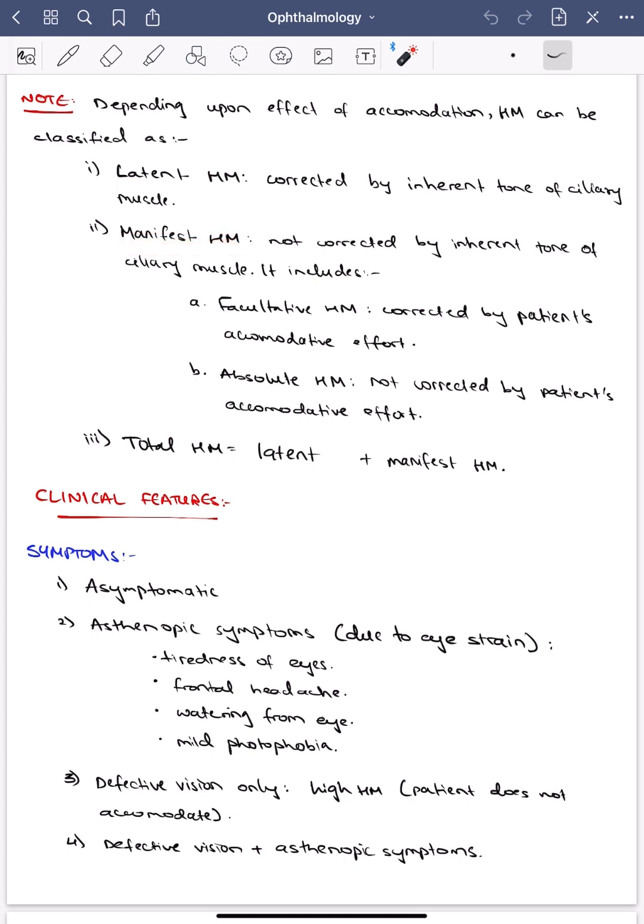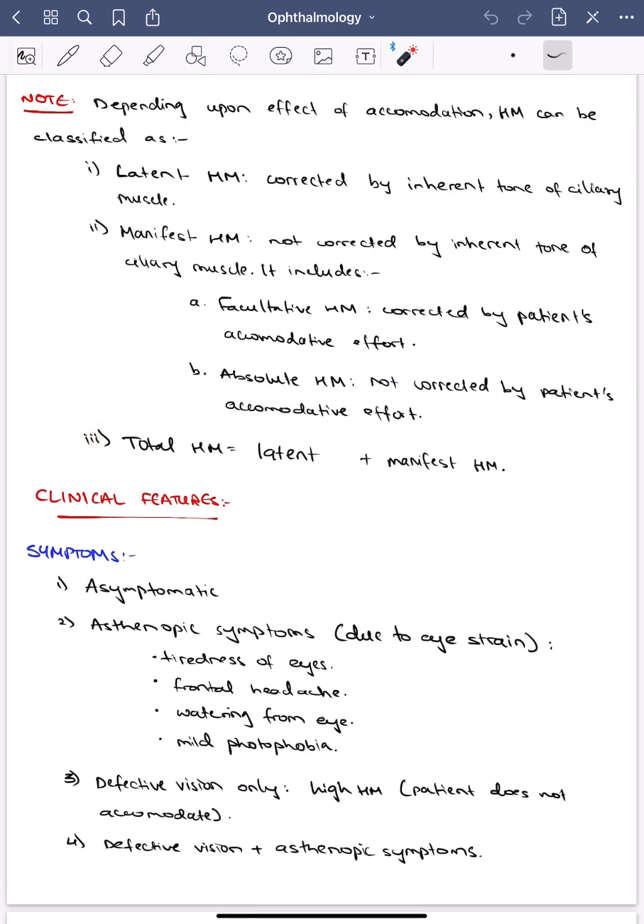Now, a small note: depending upon the effect of accommodation, hypermetropia can be classified as latent hypermetropia, manifest hypermetropia, and total hypermetropia. Now, latent hypermetropia means that hypermetropia is present, but it is corrected by the inherent tone of the ciliary muscle. Next is manifest hypermetropia. Now, here the hypermetropia is not corrected by the inherent tone of the ciliary muscle, and it includes two things. The first is facultative hypermetropia, and the second is absolute hypermetropia. Now, facultative hypermetropia means that the hypermetropia is corrected by the patient's accommodative efforts, and if it is not corrected by the patient's accommodative effort, it is known as absolute hypermetropia. And finally, there is total hypermetropia, that is the combination of both latent and manifest hypermetropia.